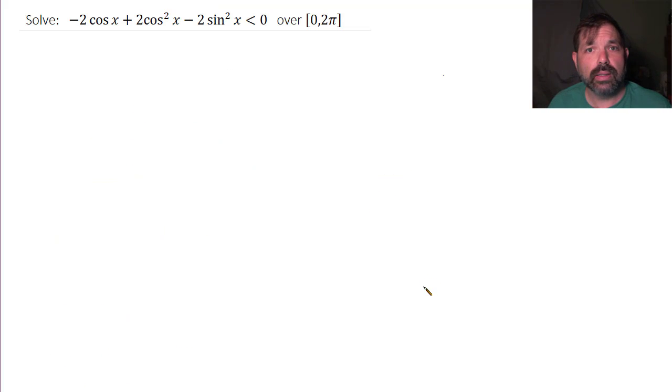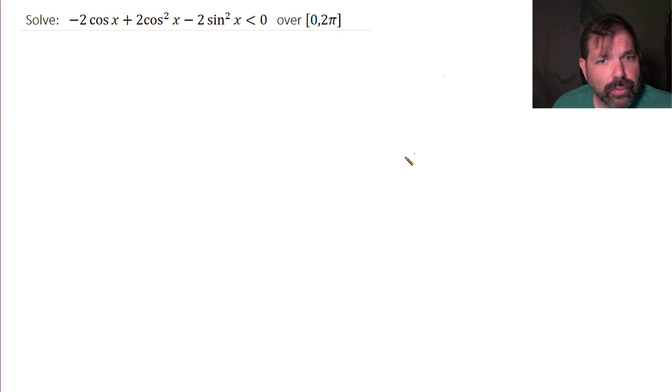Alright, so let's take a look at this exercise. Negative 2 cosine x plus 2 cosine squared x minus 2 sine squared x is less than 0. One thing to note is that I typed this one down incorrectly at first, and so it's incorrect in the note sheet, so be sure to adjust it before you start working on it. If you want to, now would be a good time to pause. Try this one on your own.